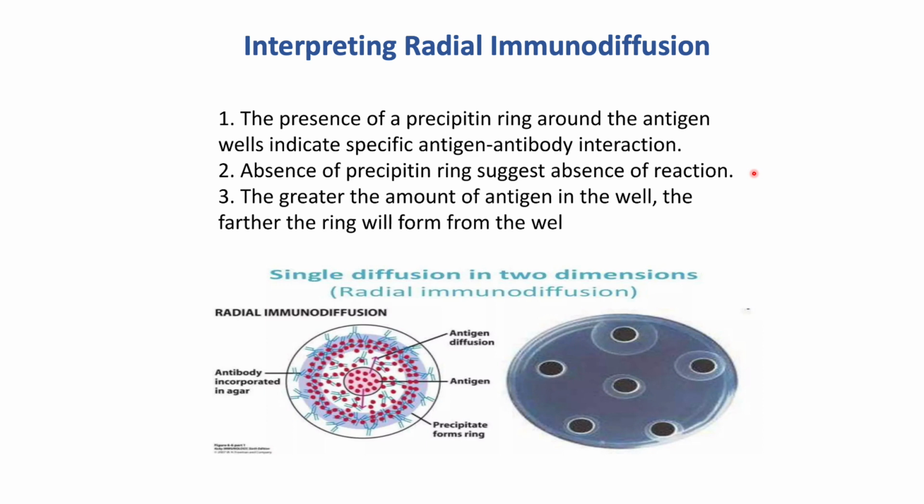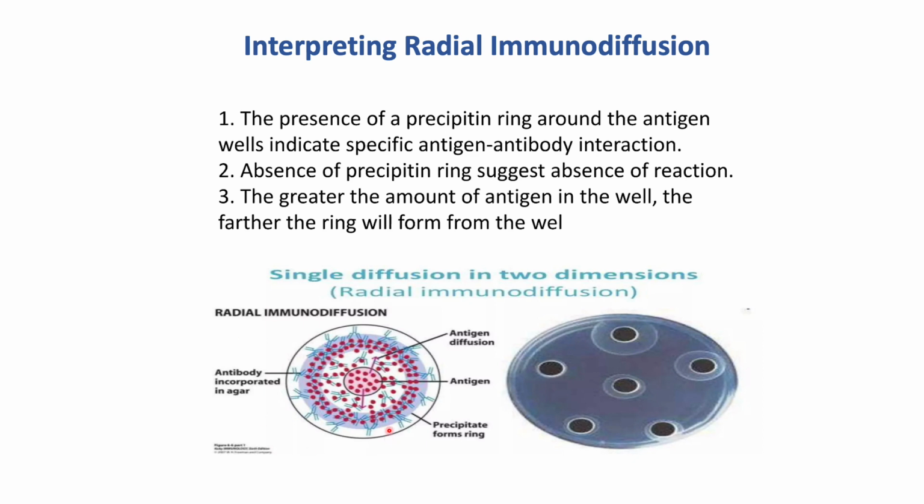So how do we interpret the radial immunodiffusion? The presence of a precipitin ring around the antigen wells indicates a specific antigen-antibody interaction, like we just saw. Absence of a precipitin ring suggests that there's no antigen, or there's no reaction between the certain antigen and the antibody. The greater the amount of antigen in the well, the farther the ring will be from the well.